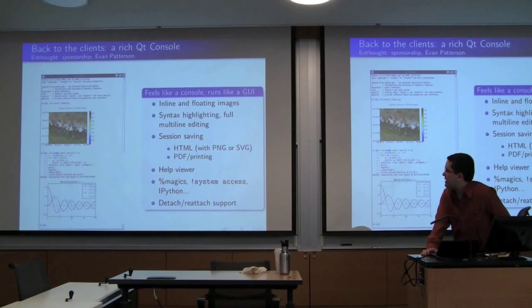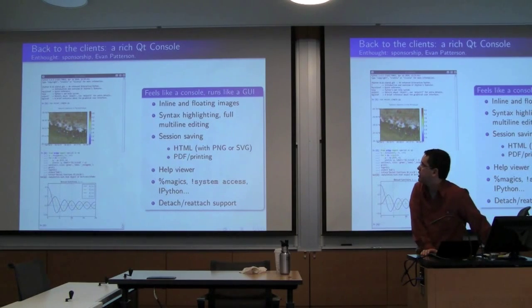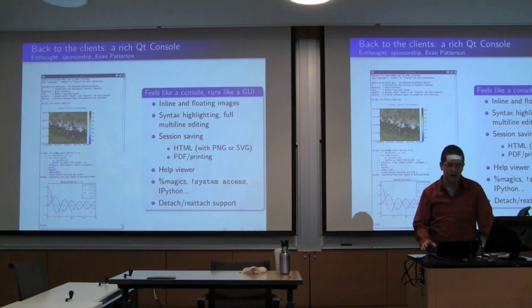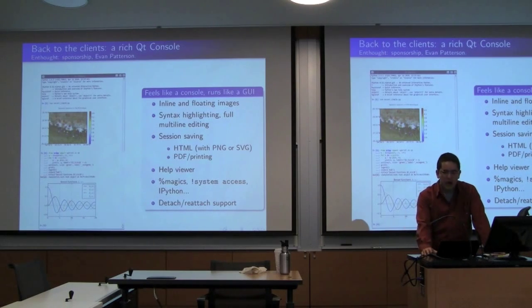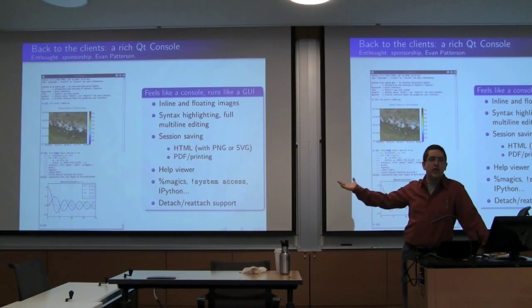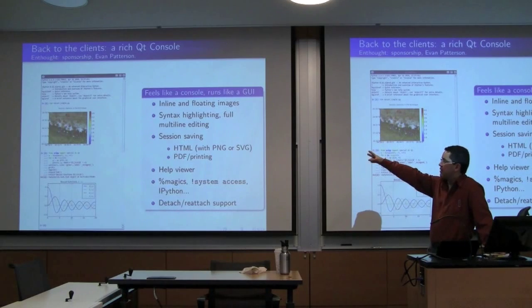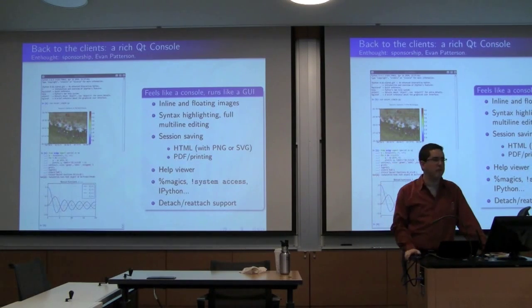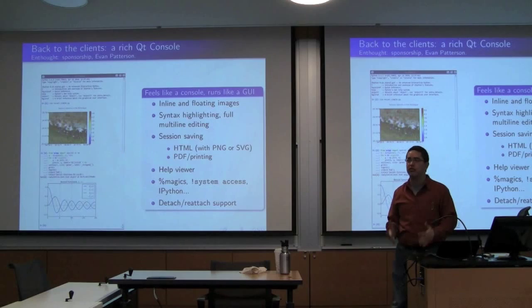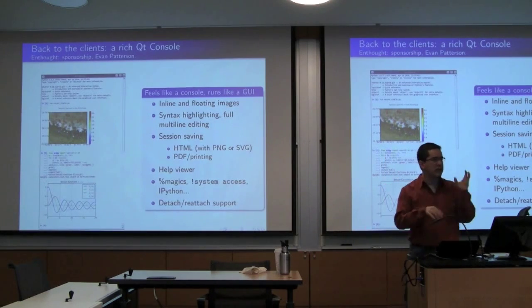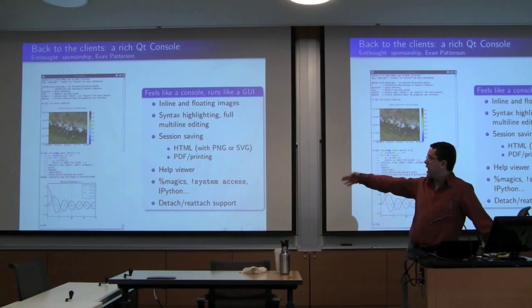So late last summer, Enthought sponsored, and I'll try to give a very brief demo of this later at the end, the development of a Qt console. What you're seeing there is just a screenshot. It's something that feels like a terminal. It's deliberately like a terminal. It's text-oriented, no menus. You type and it feels like a terminal, but it's multi-line.